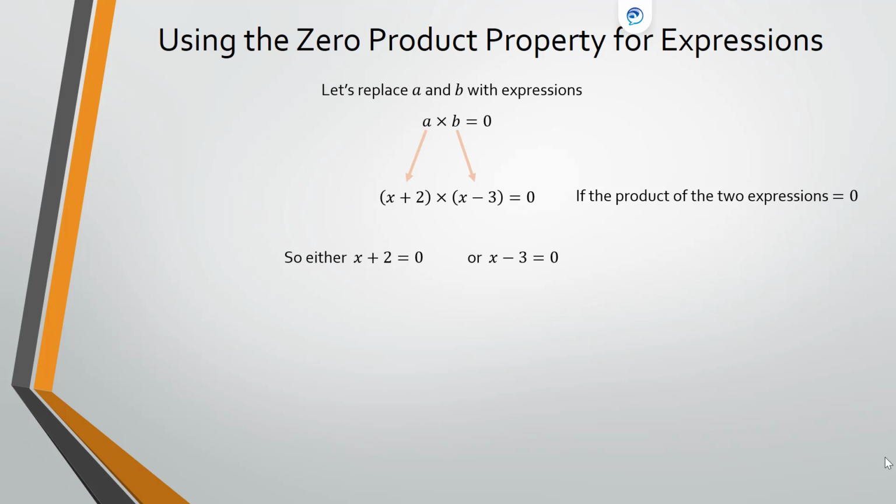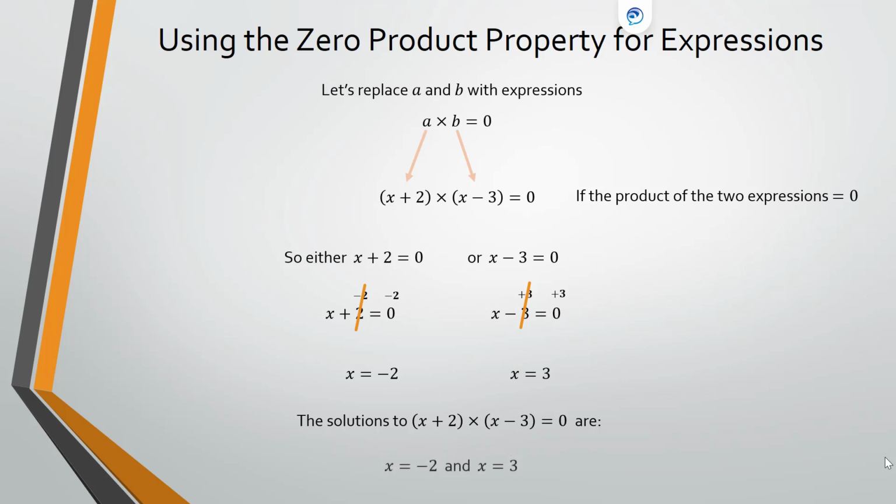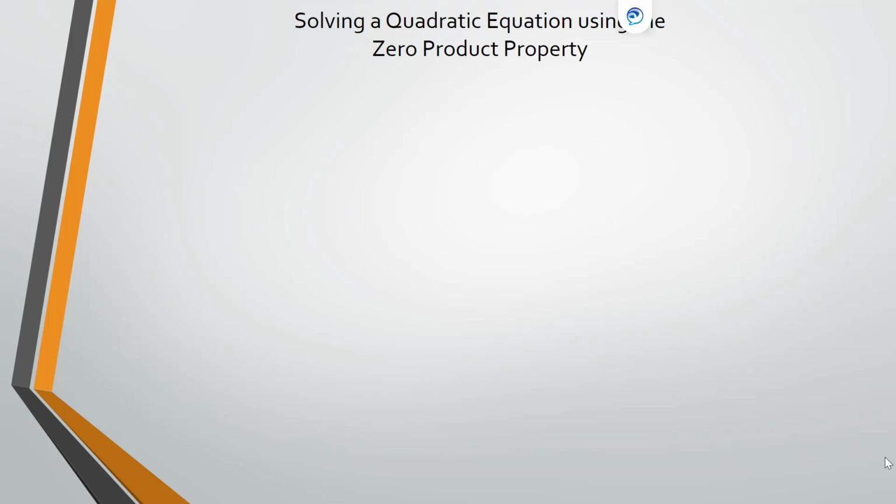Let's solve these equations separately. So let's look at x plus 2 equals 0. If you subtract 2 from both sides of the equation, minus 2 and plus 2 will cancel, and you've got x equals minus 2. Now we'll look at x minus 3 equals 0. Let's add 3 to both sides of the equation. Plus 3 and minus 3 will cancel, and we're left with x equals 3. So the solutions to x plus 2 multiplied by x minus 3 equals 0 are x equals minus 2 and x equals 3.